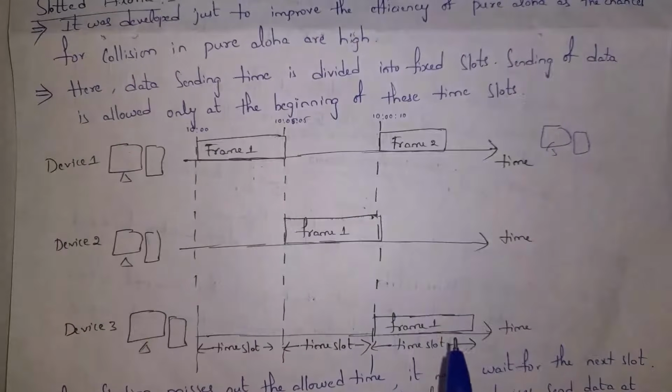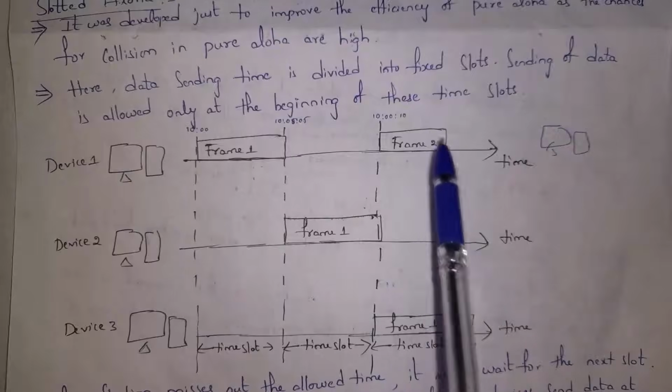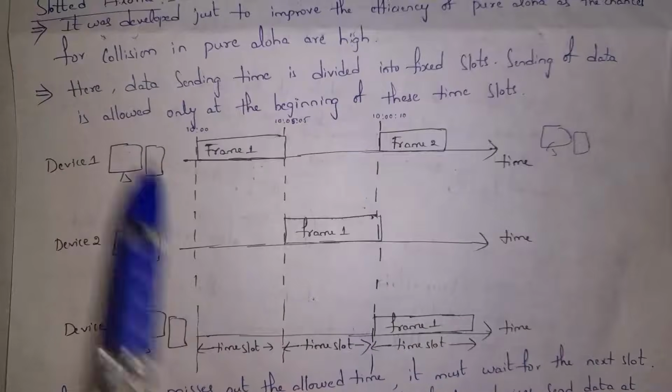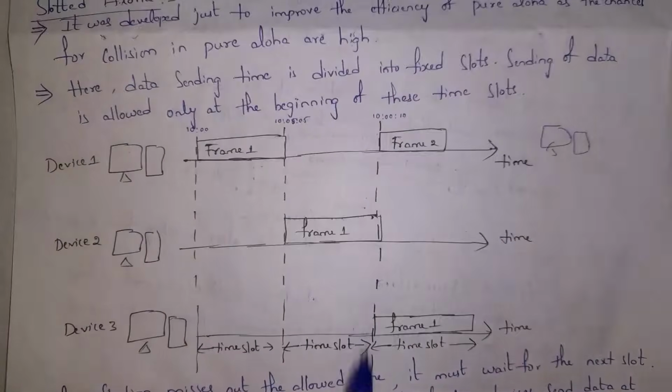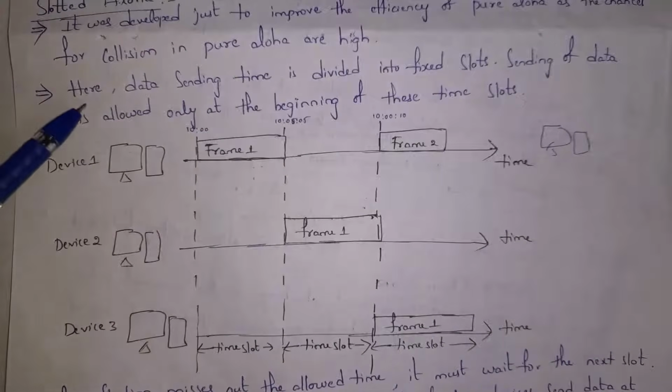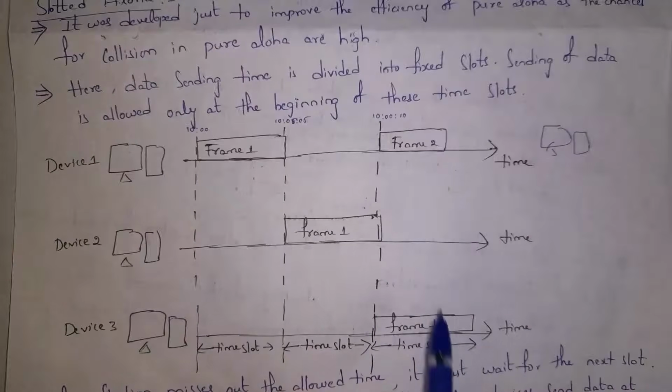For example, if you consider this time slot, both device 1 and device 3 are sending frames at a time. As both computers are sending frames at a time, collision will occur. So this frame will be lost and this frame will be lost. So again after waiting some random time, the device needs to resend data. So even in slotted ALOHA, collision will occur.